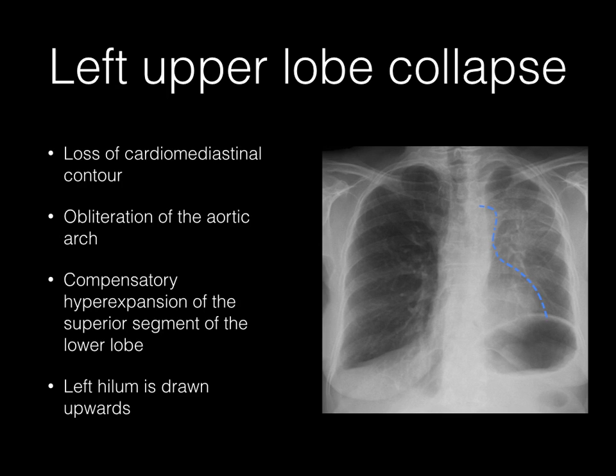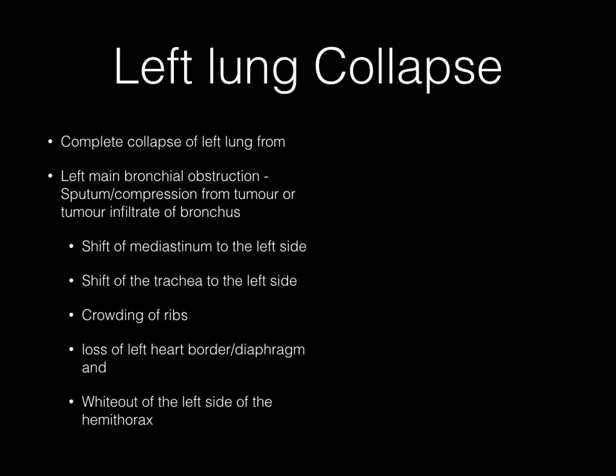All these findings are sometimes a little bit more tricky to comment on. But the one thing that you need to basically look at is if there is a shift of the mediastinal structures, then you always try to consider the possibility of left upper lobe collapse. On occasions, you may get a complete collapse of the left lung, and this may be because of a left main bronchial obstruction, either from sputum plugging, compression from tumor, tumor infiltrating the bronchus, or even endobronchial tumors.